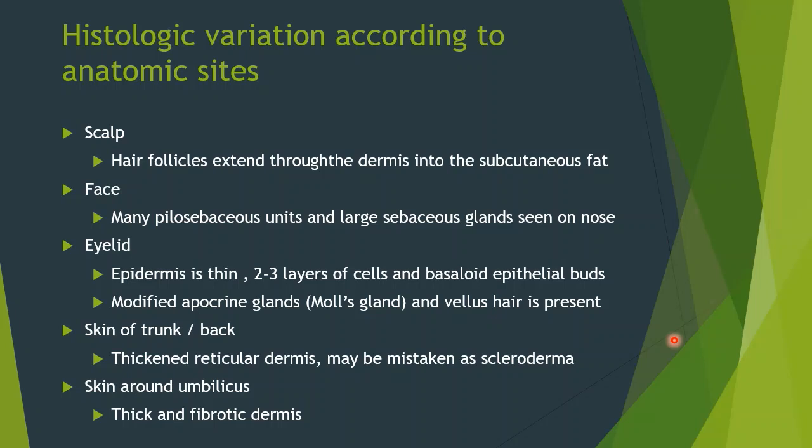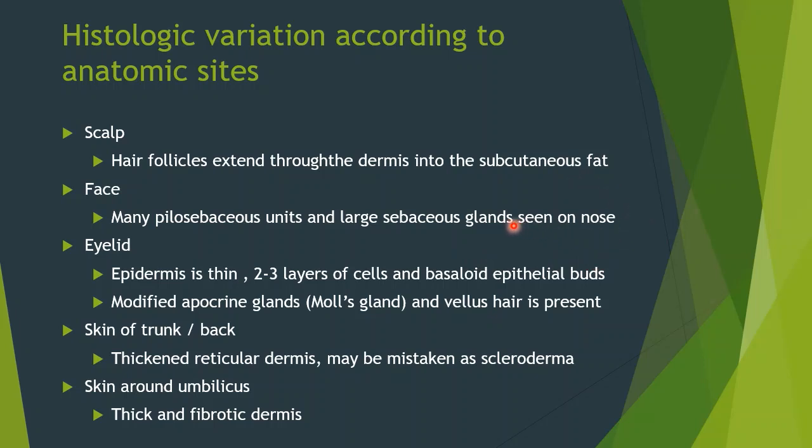Like in case of scalp, there are increased hair follicles in the skin, and those hair follicles can extend through the dermis up to the subcutaneous fat plane, which is not usually seen in other parts of the body. In case of skin of face, there is an increased number of sebaceous glands, and these are more increased in the skin of nose, and that may be mistaken as some sebaceous gland neoplasm if the site is not specified.